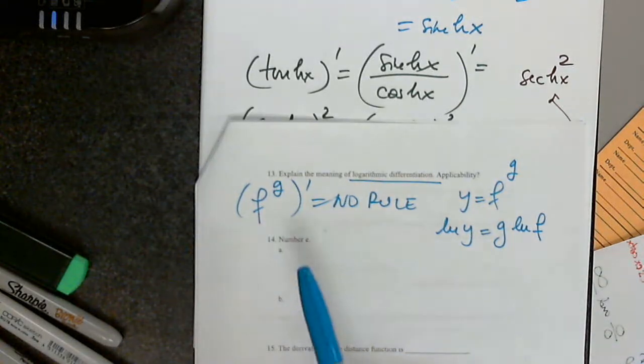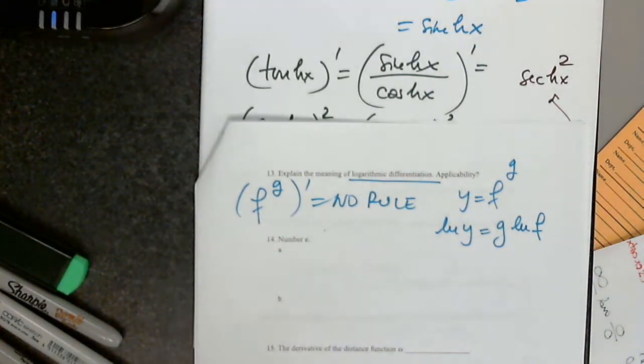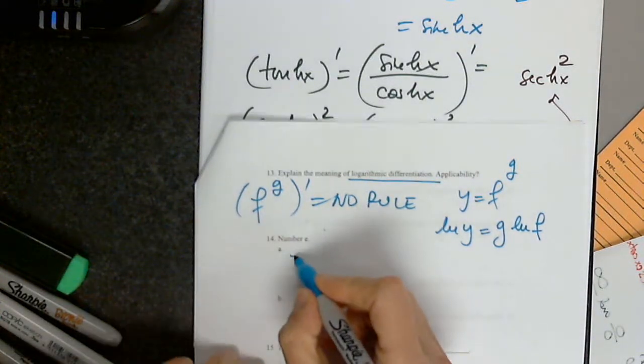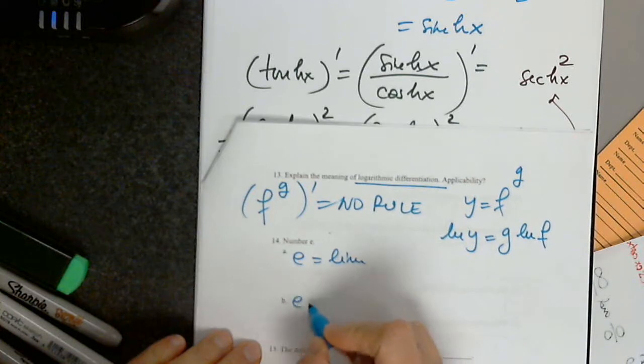Perfect. Okay, we have two definitions for number e. So we have limit, so e equals limit, and e equals limit.